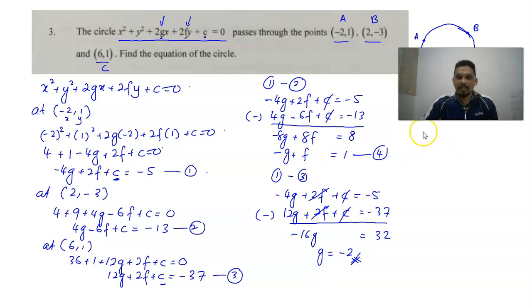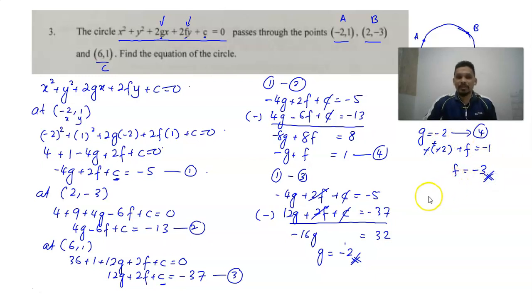Substitute g with negative 2 here, then we can get the f. So then, substitute g equal to negative 2 into equation 4 here. So negative g is negative 2 plus f equal to 1. Negative times negative become positive. So f equal to 2 bring here become positive. Negative g is negative 2, so negative negative become positive. So 2 bring here become negative. So f equal to negative 3.